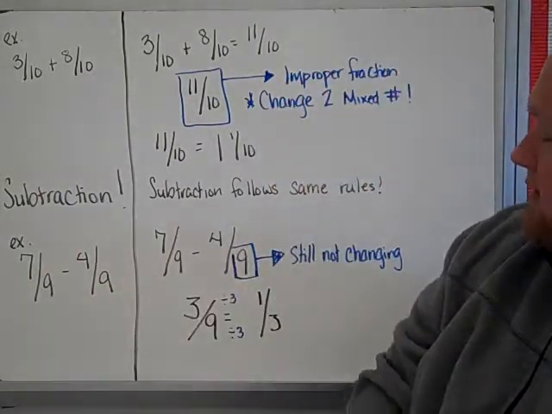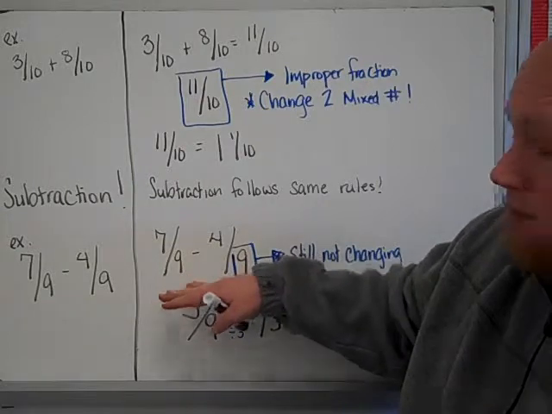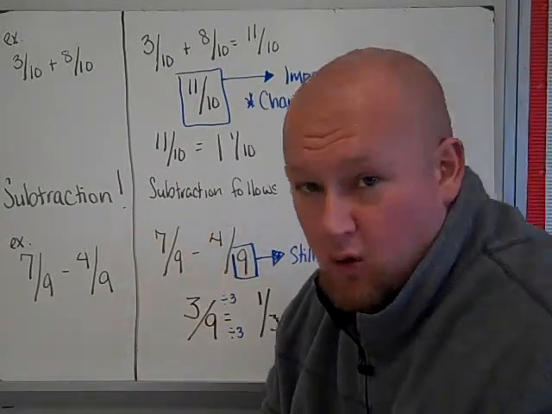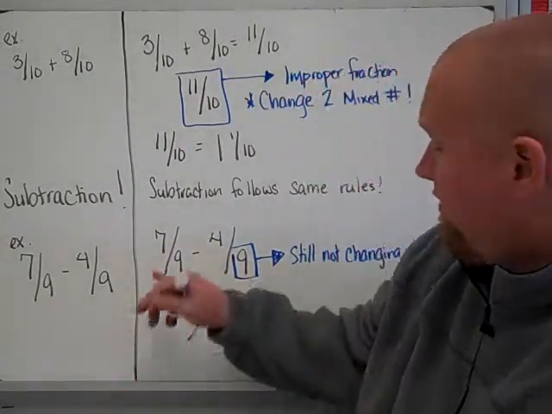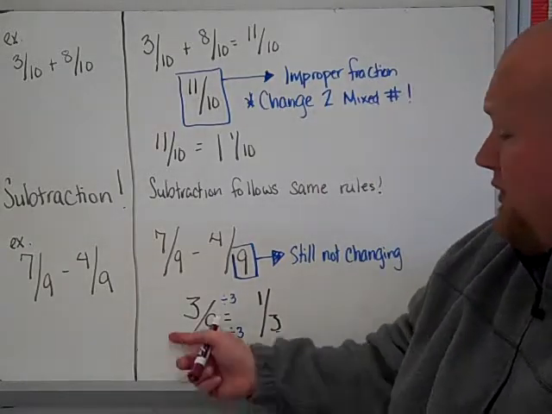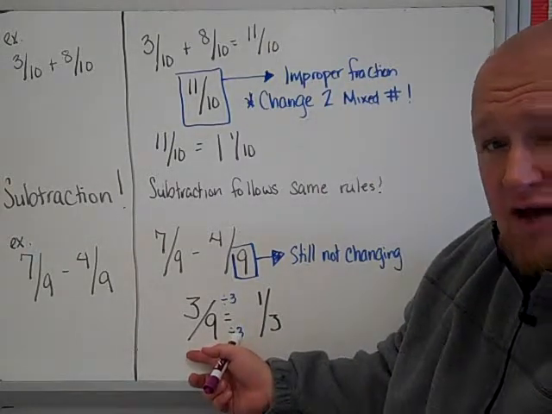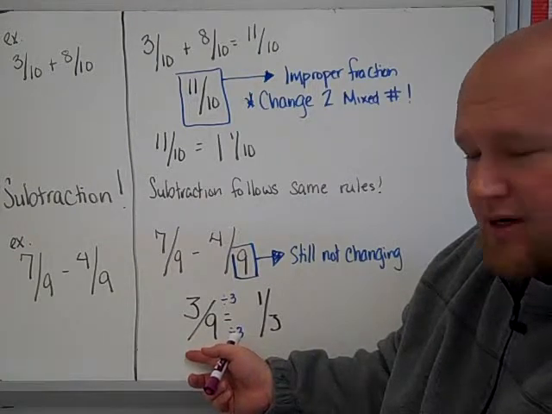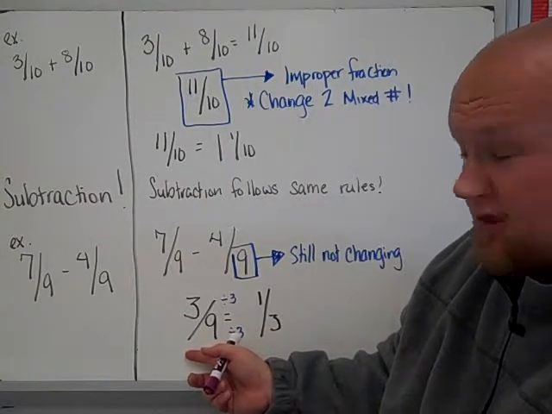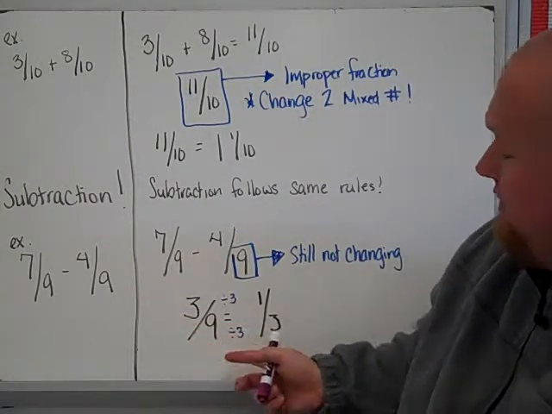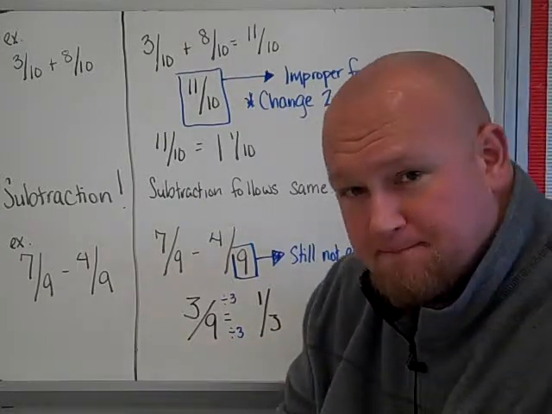7/9 minus 4/9. Again, denominator is 9. We're not going to mess with it. We're going to leave it alone. It's that simple. 7 minus 4, straightforward, that's 3. Now 3/9, got to check for simplifying. Now, it probably jumped out right away that 3 and 9 have a common factor of 3. So let's divide the top and bottom by 3 for 1/3. Okay?